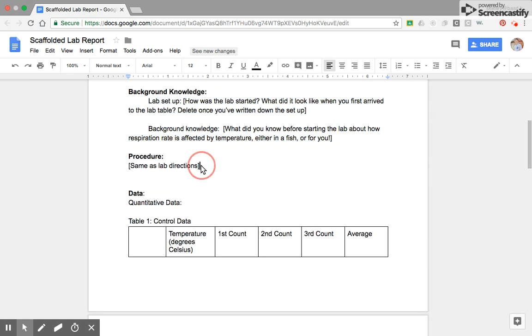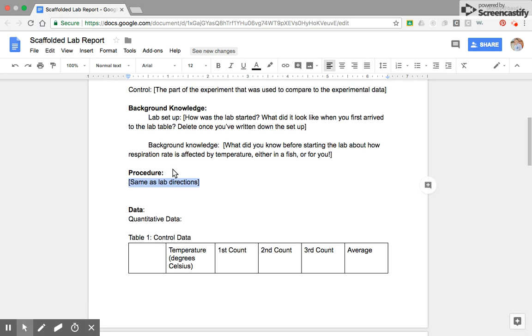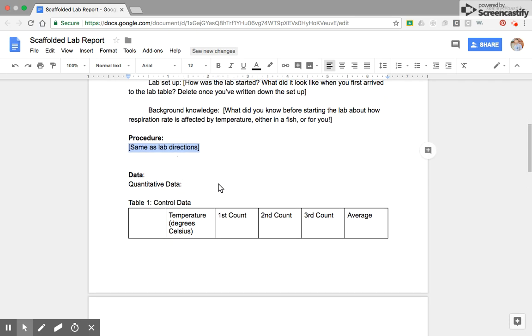In this case, procedure, you can leave it as is. It's the same as lab directions. I don't want you to have to write out exactly what I said in class. I know what the procedure was. In the future, I'll have you guys write your own procedures, and you can revise this to include how you would conduct the lab. But in this case, all you have to do is write and leave it as same as lab directions.